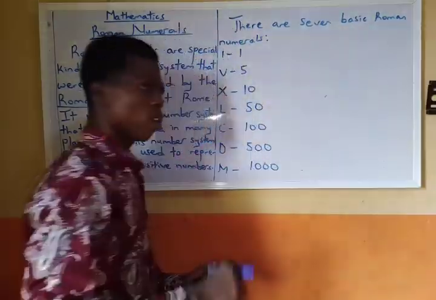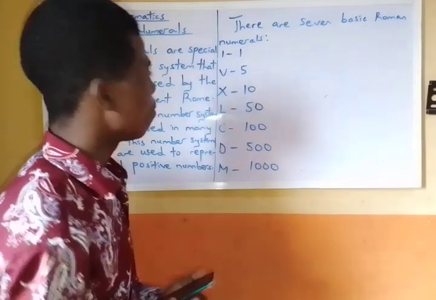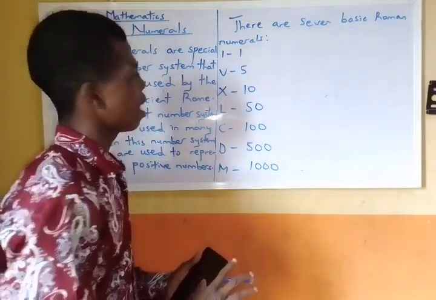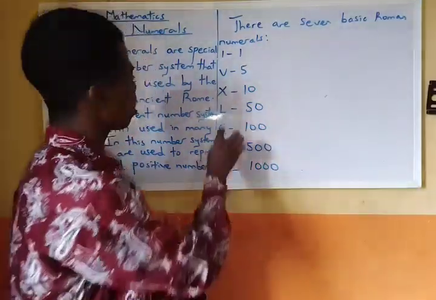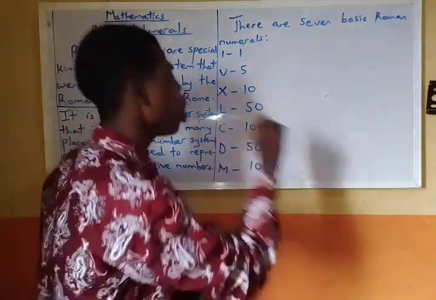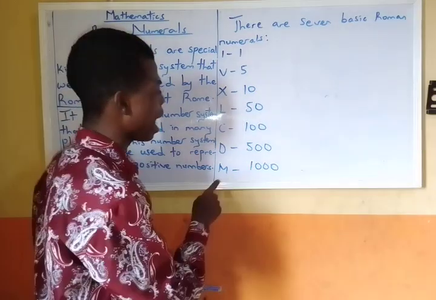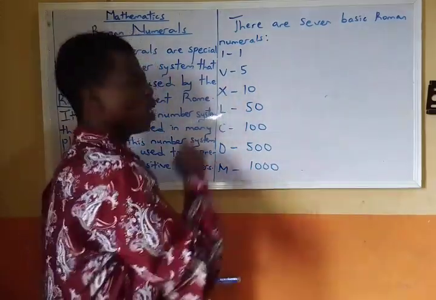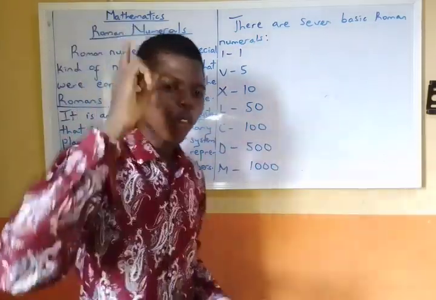What's I? 1. What's V? V is 5. What is X? X is 10. So what is L? L is 50, right? Then what is C? C is 100. D is 500 and M is 1000. Now you can remember this with your first finger.